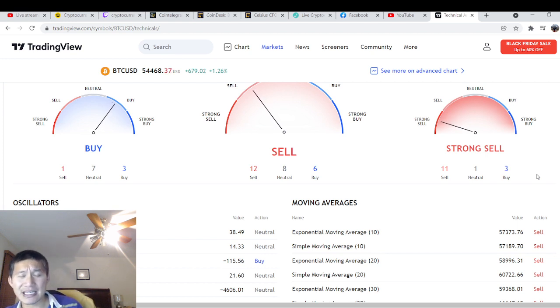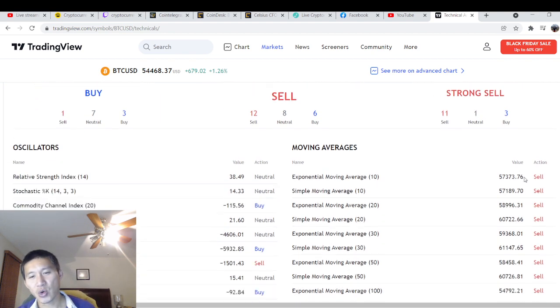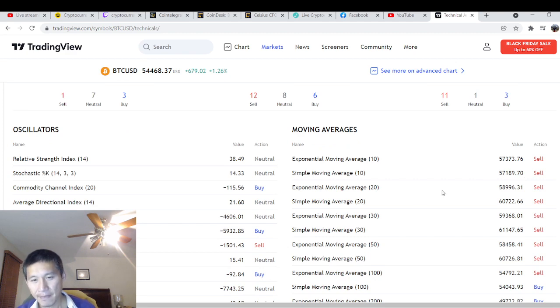Generally, if the exponential moving average is lower than the simple moving average, to me at least, that means that for that time period, it's actually bearish. If the exponential moving average is higher than the simple moving average for X time period, then for that period, the momentum is bullish. However, you have to look at the 10, 20, 30, and sometimes even 50, depending.